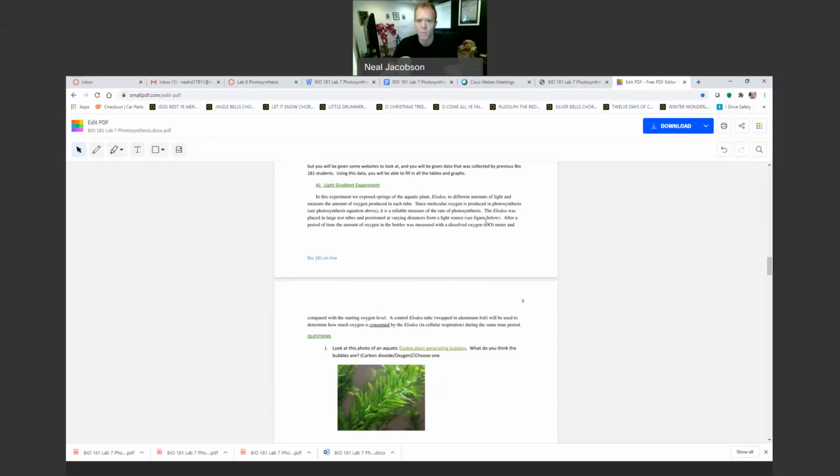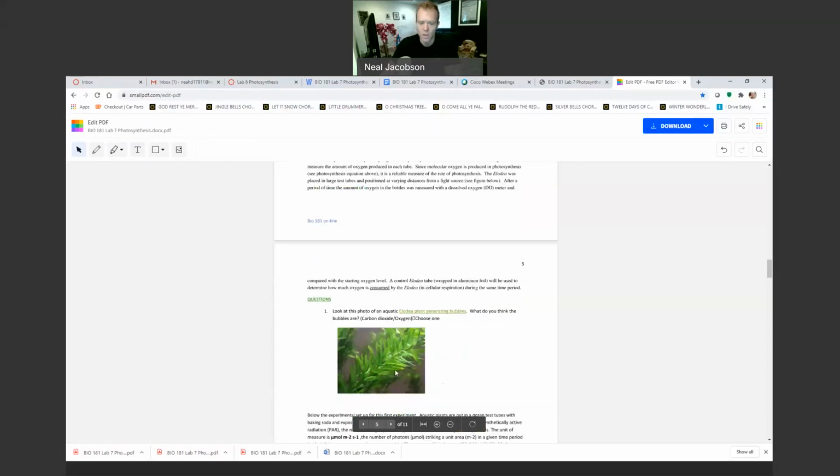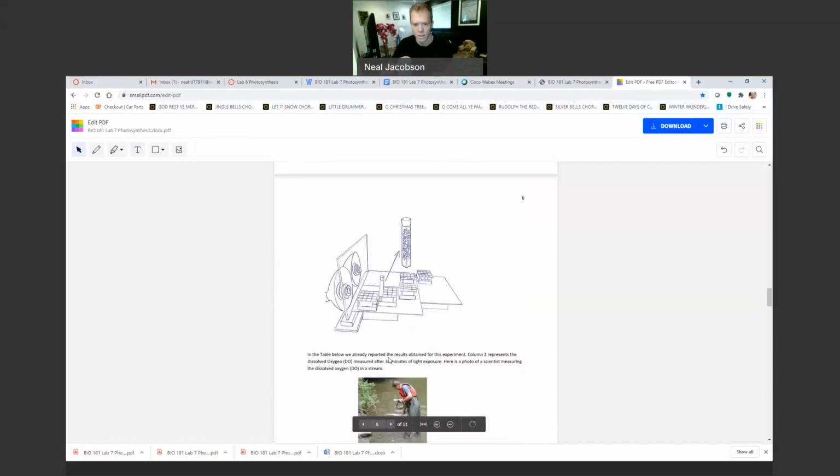So basically how this works is that we take Elodea, which is this water-based plant, and we place it into a little tube with water in it, and we cap it. Then we make a whole bunch of these tubes with these plants in them, and we place tubes at different intervals from a light source, and I'll show you, there's a diagram right here.